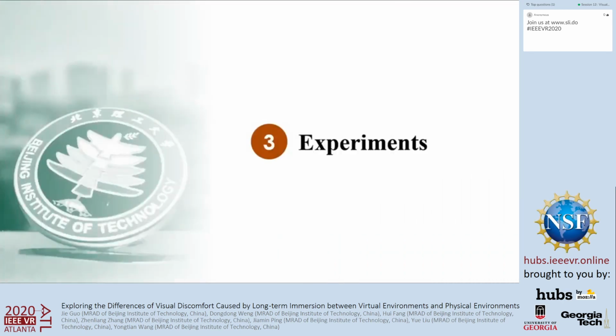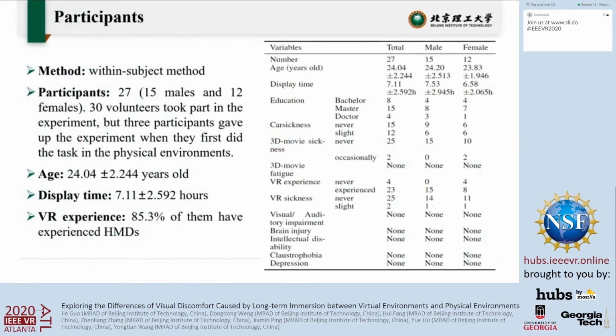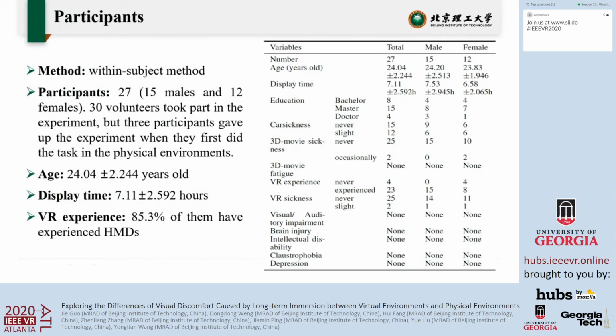The third part is experiments. The first is the participants. We adopted a within-subject method to design the experiment. 13 volunteers took part in the experiment, but 3 of them gave up the experiment when they first did the task in the physical environments. Finally, there are 27 participants who finished the experiment.